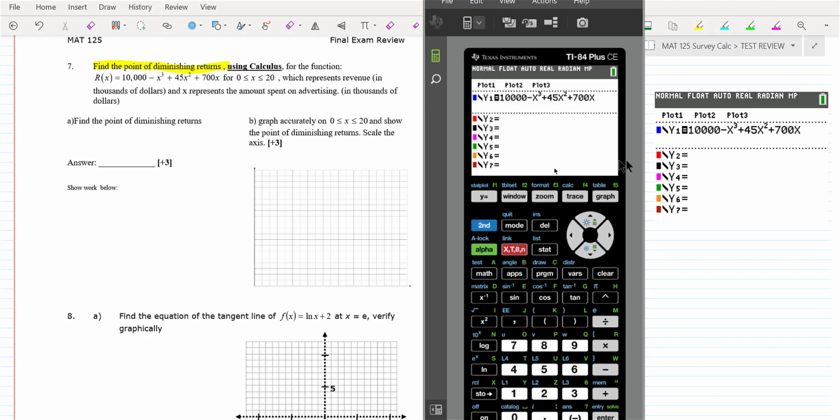This one we're just going to 20. So for a window, we want to go 0 to 20. You can scale by whatever you want to, so I'd probably scale by 5 like that.